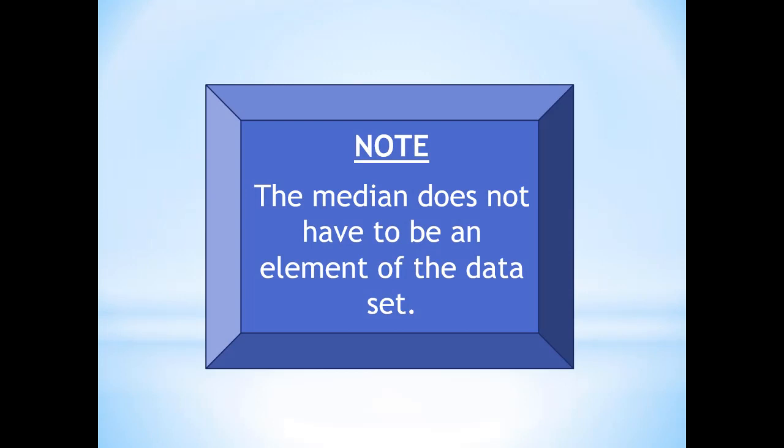So we have another note. The median does not have to be an element of the data set. Now, if there are an odd number of data entries, it will be, because it will be the central entry. But it might not be an element of the data set if you have to find an average to get it, because it may be that the average of those two central entries is not a number in the data set. So that can happen.